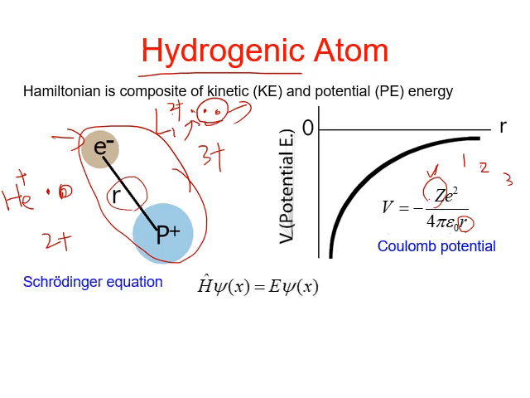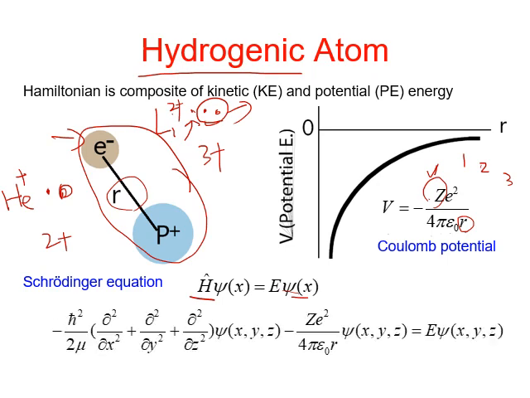The Schrödinger equation says the Hamiltonian operator operates on the wave function, gives the function back, times the total energy. For a hydrogenic atom, the Hamiltonian operator is the kinetic energy operator plus the potential energy operator, which is the Coulomb potential.